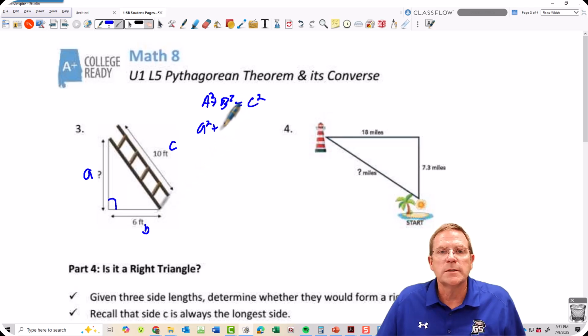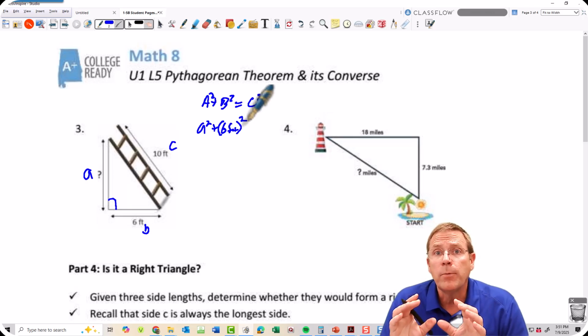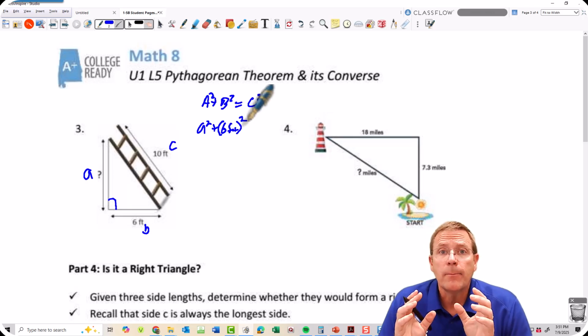B is going to be 6, and this time they gave us units, so we've got to carry our units, and this part's important, folks. Pay attention. I put the entire thing in parentheses because we're not just squaring the 6.